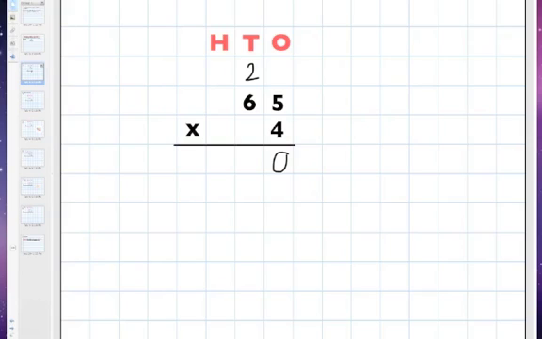Now we distribute our multiplication of 4 among the other part of 65. 4 times 6 is 24, plus 2 is 26. 65 times 4 is 260.